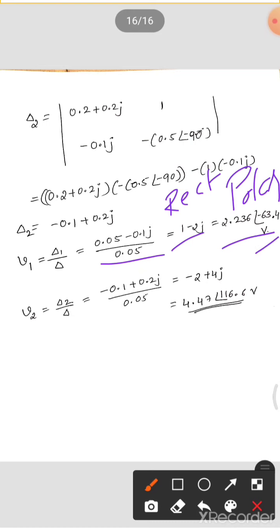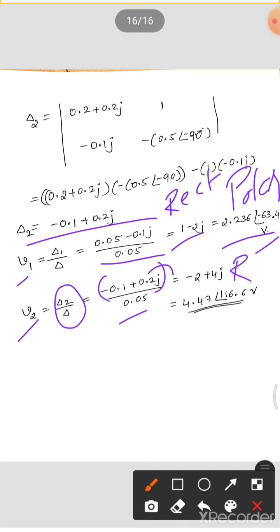That is the first node voltage. Similarly, you can calculate V2, which is delta 2 divided by delta. Delta 2 you have calculated here, which is minus 0.1 plus 0.2j, divided by delta, which is 0.05. You get the rectangular form, that is minus 2 plus 4j. Similarly, you convert that into polar, and you get 4.47 at an angle 116.6 volts.